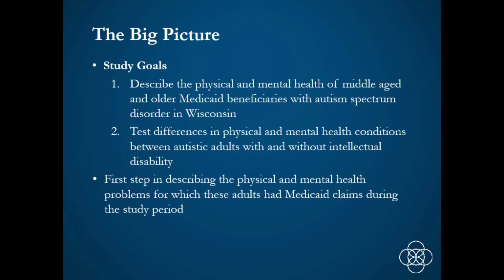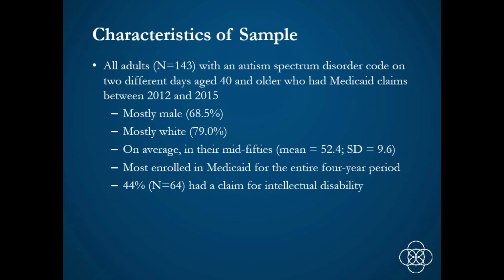This builds upon the previous study by dealing with some of the limitations of our sample, being a primarily geographically located sample, and it also allows us to really specifically test the impact of intellectual disability in autistic people. So this study, which has 143 autistic people in it, is the largest study of middle-aged and older adults with autism published to date. As we would expect, the sample was mostly male.